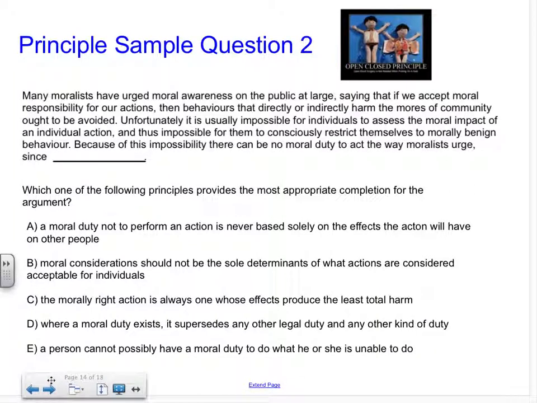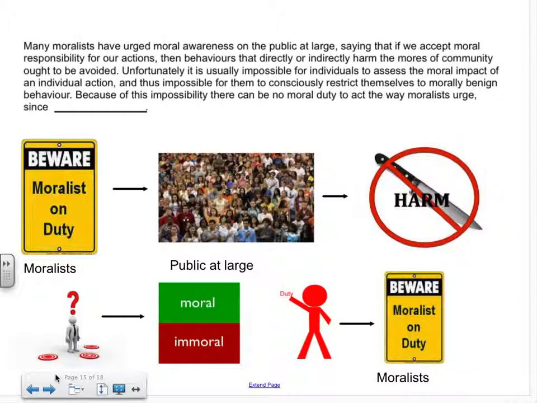Please take a moment to read through Principle Sample Question 2. Press pause, and when you're ready to continue, press play. We will continue. So let's read through the following question together.